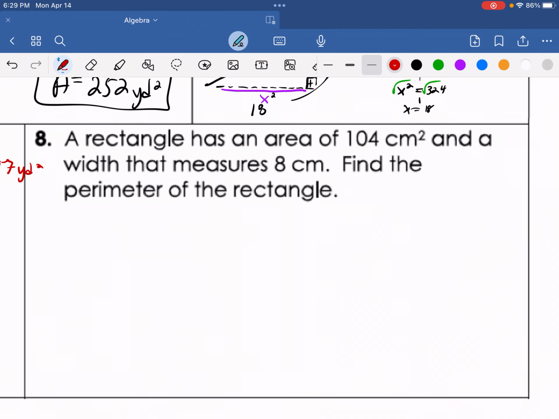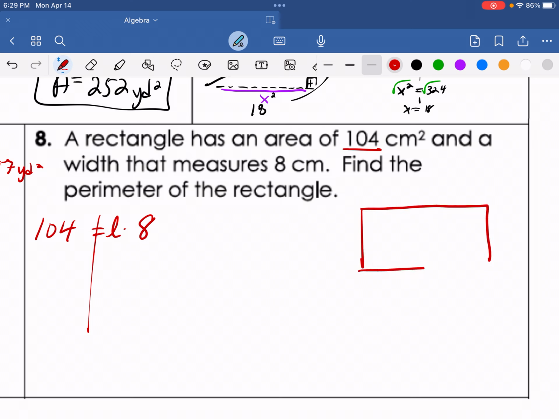Okay, number 8. A rectangle has an area. Okay, rectangle is length times width. And if it has an area of 104, it means we erase the A and put 104. And then it says the width is 8. So W is 8. So you erase the W and put an 8. Find the perimeter. Okay, well, it means we have a rectangle. The width is 8. If this side is 8, this side is 8.